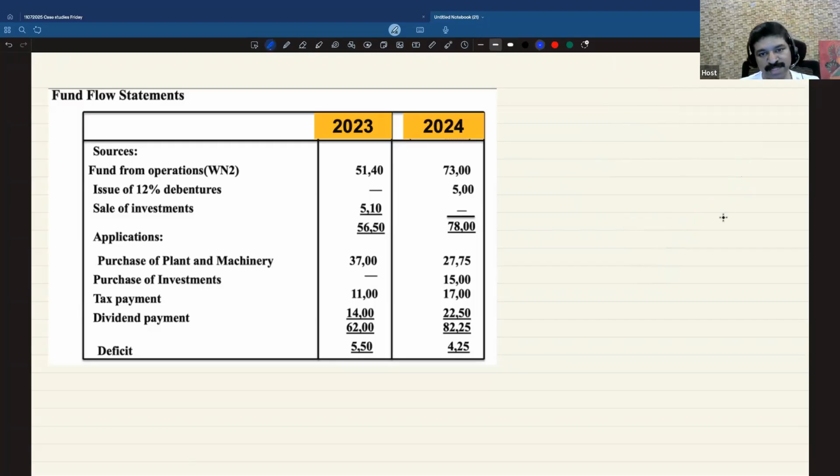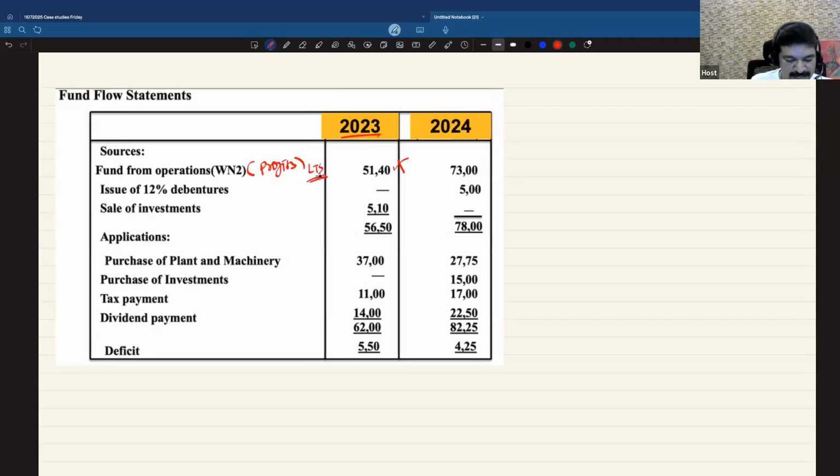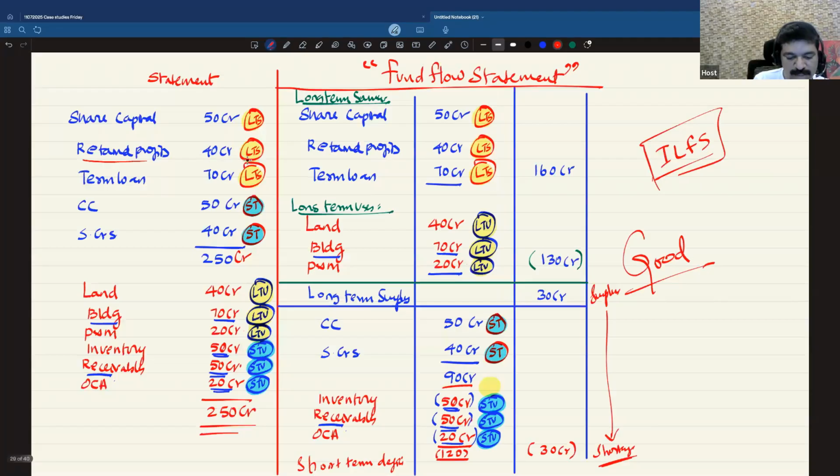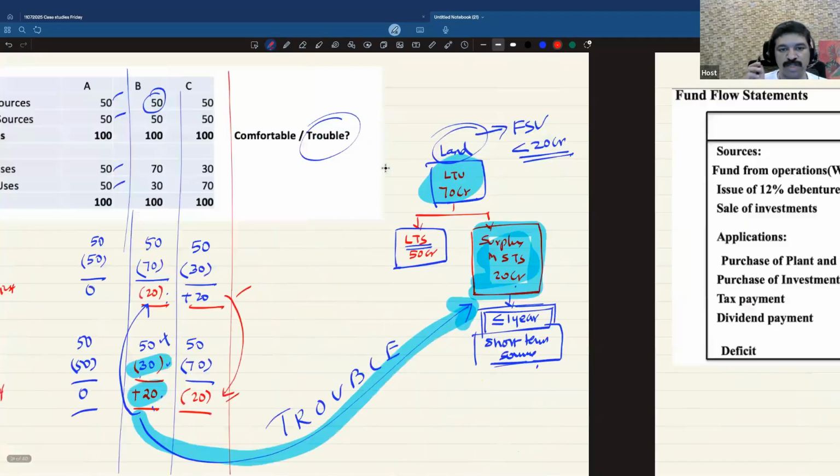And let's get ready to admire the beauty of the fund flow statement once again. Look here. This business has made funds from operation of 5,140. This is nothing but profit made by the business after certain technical adjustments. You need not worry about those; that is taken care of by accountants. This is the profit they have made in the year 2023, and it is considered a long-term source, LTS.